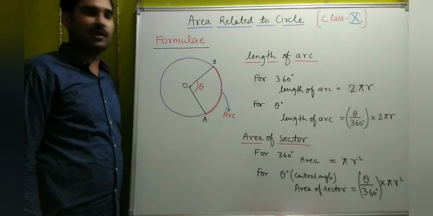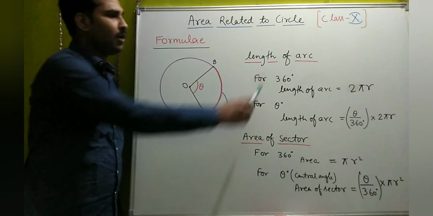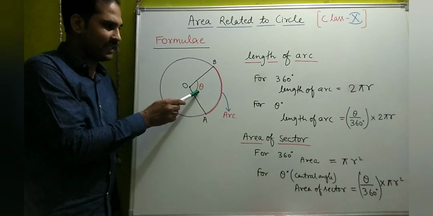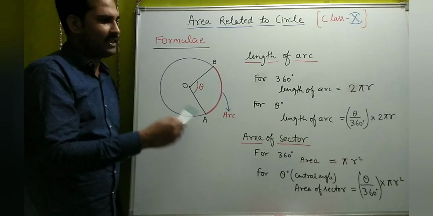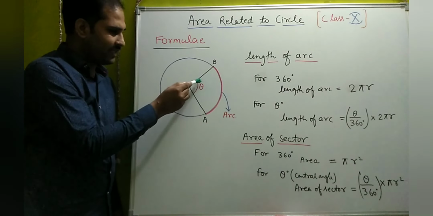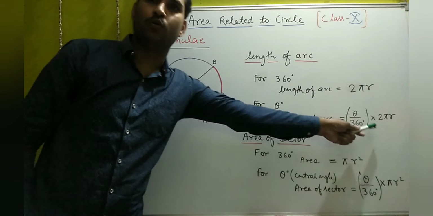Now let us discuss some formulas. First of all, we have to find the formula for the length of an arc. Suppose an arc AB creates an angle theta at the center. So we can see here that for the complete angle 360 degrees, the length of arc is actually the circumference, that is 2 pi r. So for any angle theta, it will be theta upon 360 into 2 pi r.